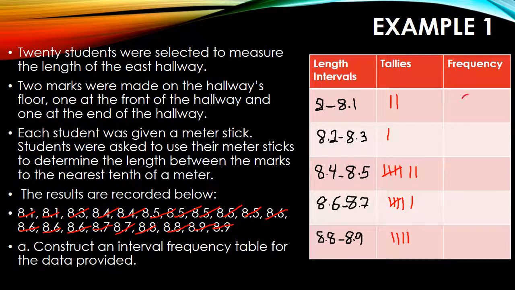So now I have 2, 1, 7, 6, and 4. And this is how you construct an interval frequency table. You look at the highest and the lowest data, and try to come up with 4 or 5 intervals that accommodate all these data points.